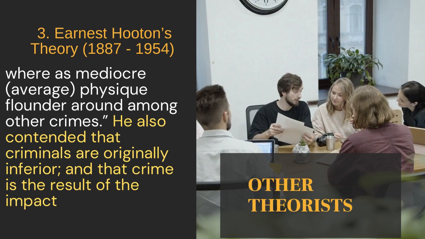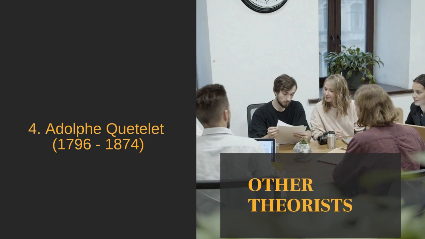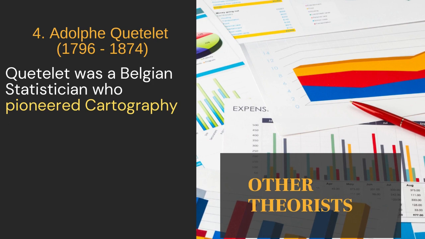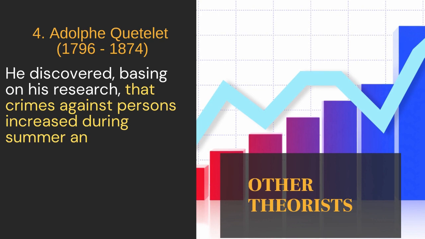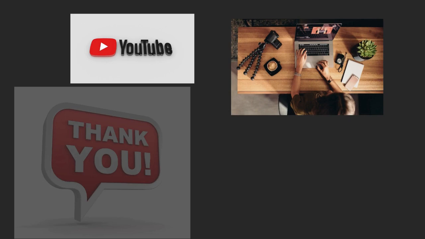4. Adolphe Quetelet, 1796-1874. Quetelet was a Belgian statistician who pioneered cartography and the cartographical school of criminology that placed emphasis on social statistics. He discovered, basing on his research, that crimes against persons increased during summer and crimes against property tend to increase during winter. That ends our discussion on the theories of crimes.